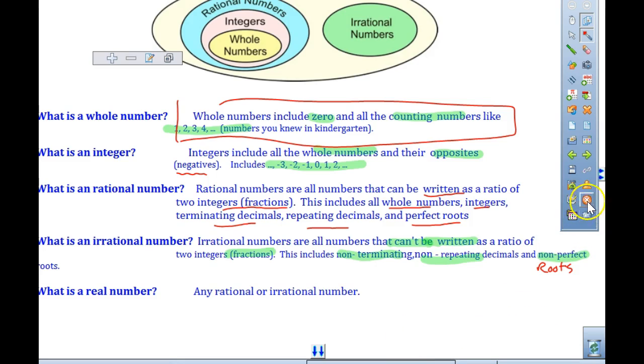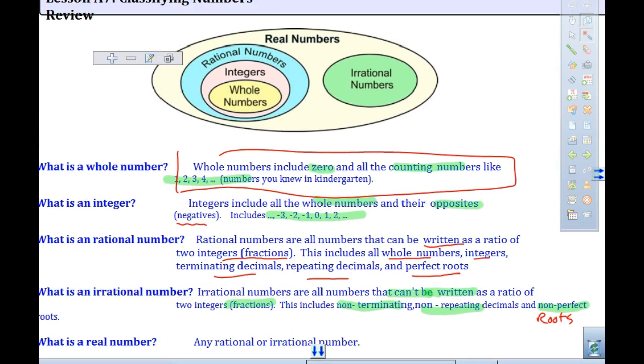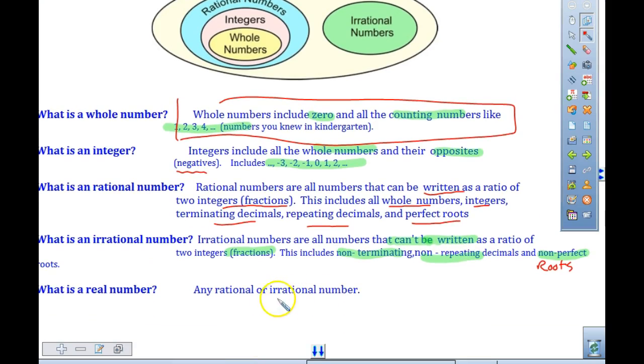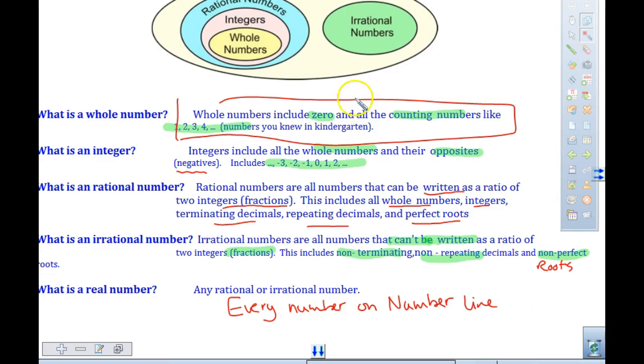And when you look at this circle Venn diagram that we have up here, you're going to notice that real numbers encloses all of them. So what does that mean? It says, what's a real number? I want you to put with what's a real number: it is every number on the number line. And a real number is every irrational and rational.